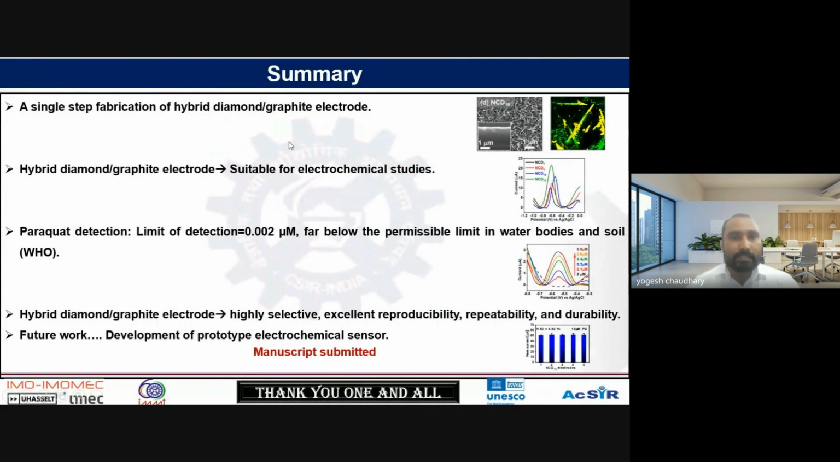So now the summary is that we have fabricated the hybrid graphitized diamond electrode, and then applied it for paraquat detection, and from the linearity, we have calculated the limit of detection. This is also showing highly selective behavior, excellent reproducibility, and high durability. And the further work will be the development of a prototype electrochemical sensor.